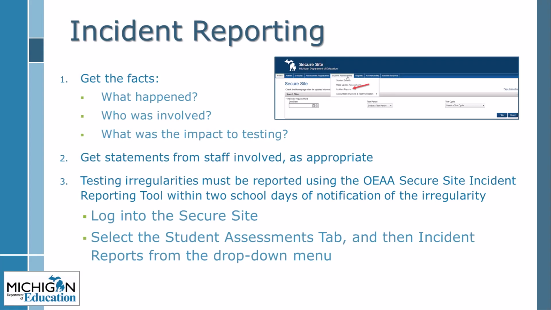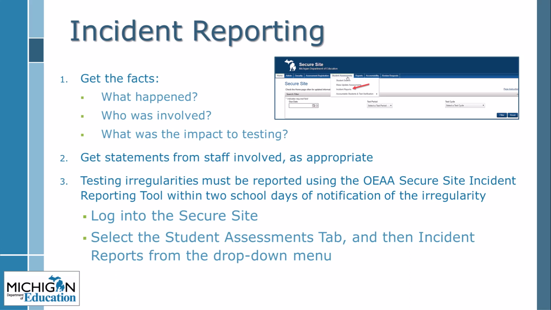If a testing irregularity occurs, it's important that you follow these steps to respond to it. Start by getting the facts: what happened, who was involved, and what was the impact to testing. Next, get statements from staff involved when warranted. Once you know what's happened from all of the involved parties, then you submit your incident report.